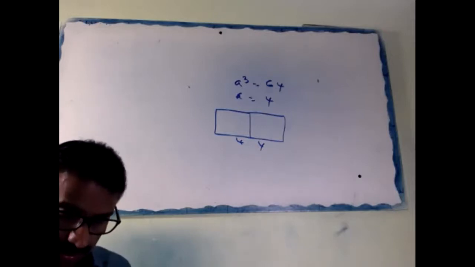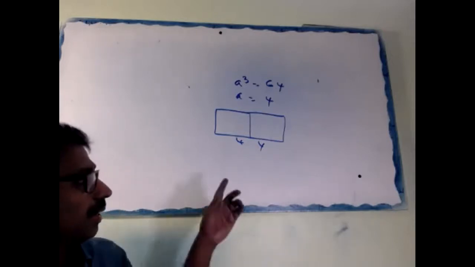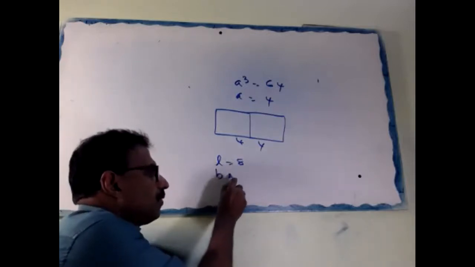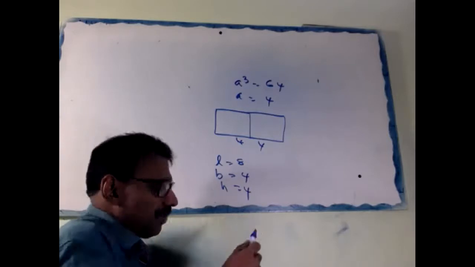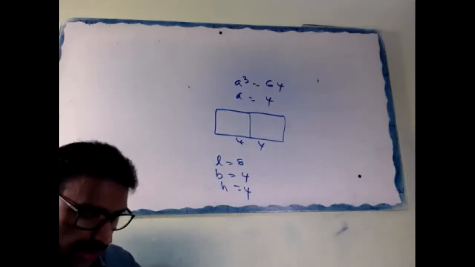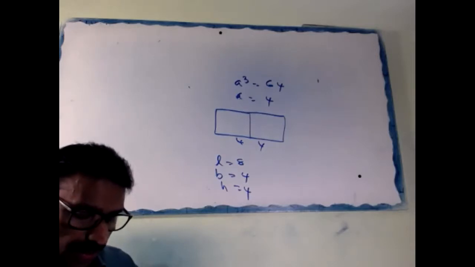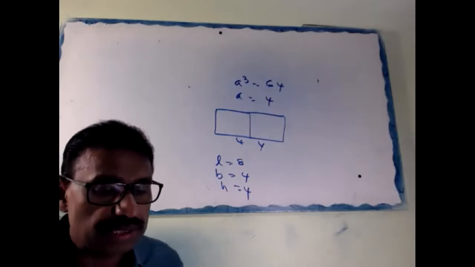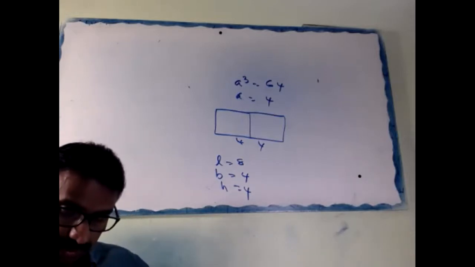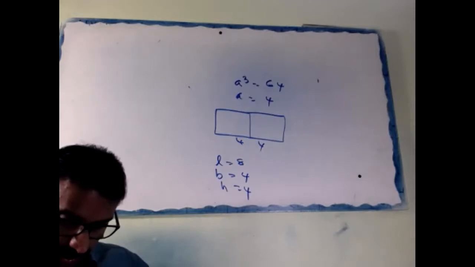Okay. So here now, L equal to 8, B equal to 4, H equal to 4. We can find the TSA, it is 160. Correct? Then volume is 128. Finish? Finish all now. Hello, finish. Okay, so next question.